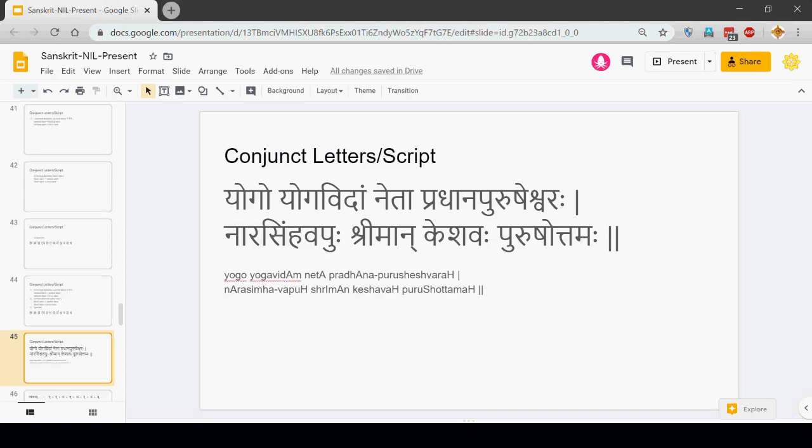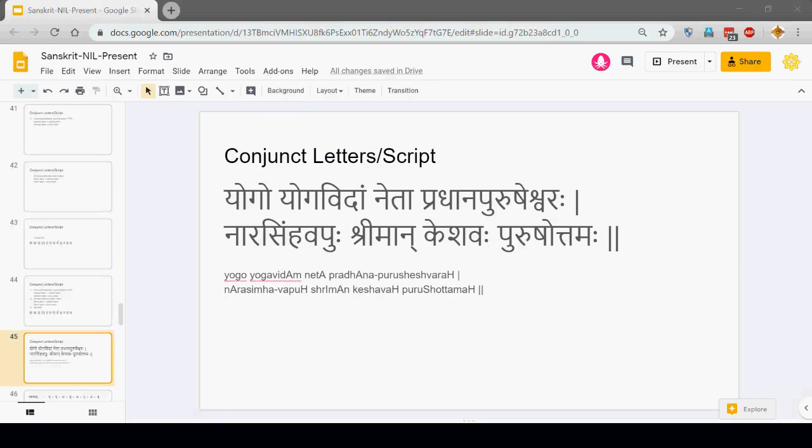So anybody want to try this one? Giovanni, comfortable? You want to try the first? Yes, I can try, without reading the transliteration. Yoga vidam, neta, pradana purush ksharaha.